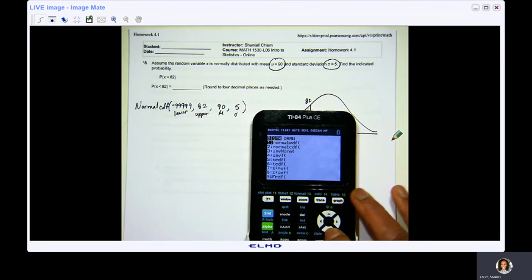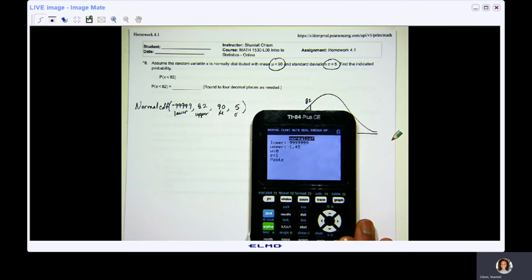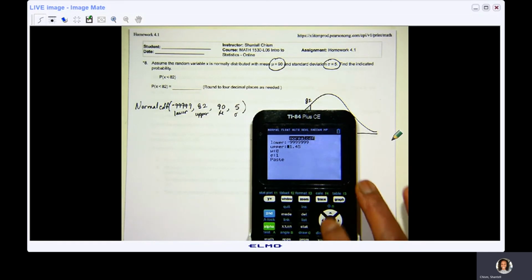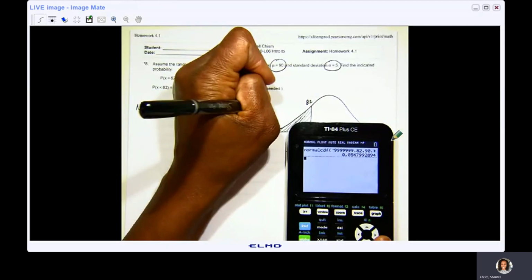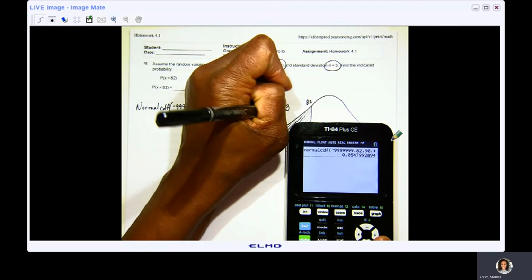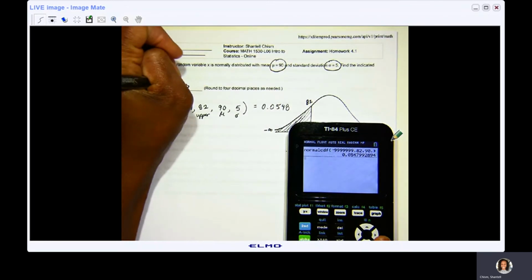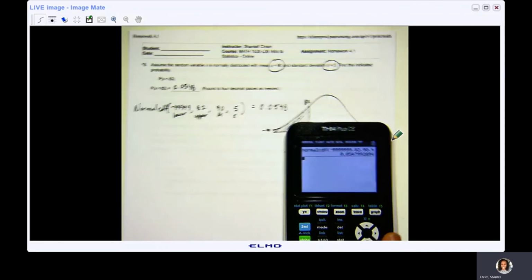So we're going to press second bars, normal CDF. My lower bound is negative 99999. My upper bound is 82. My mean is 90. My deviation is 5. And I hit paste. And there's my probability, 0.0548. That 7 is going to become an 8. So let's just say 0.0548. Okay?